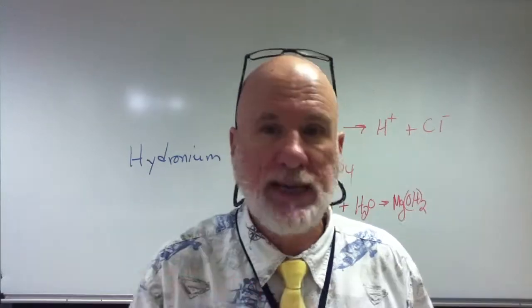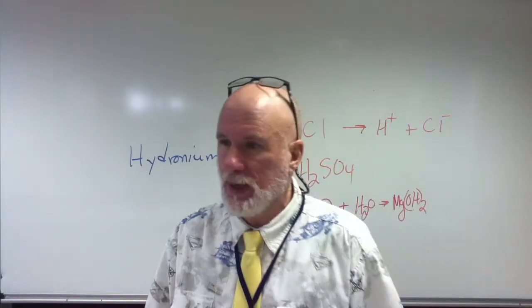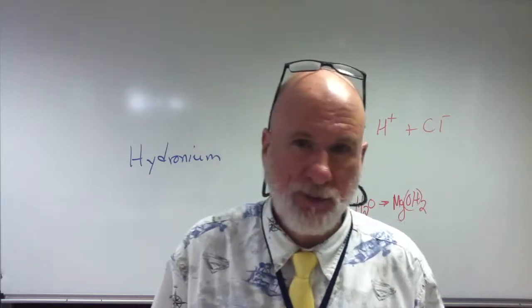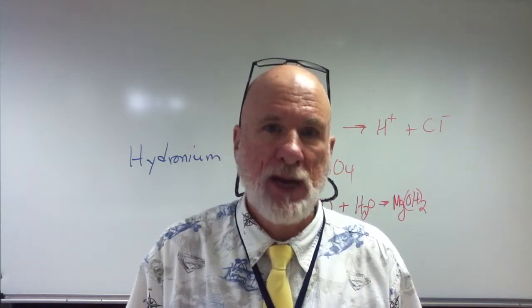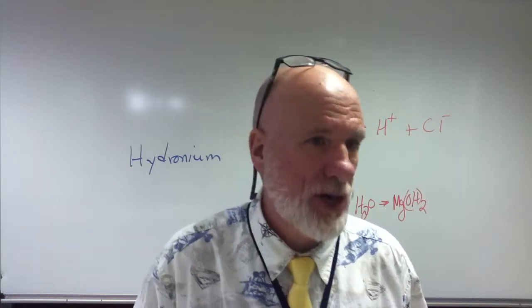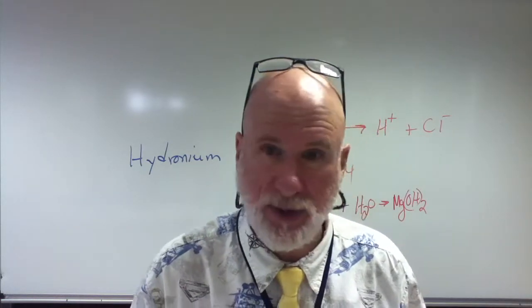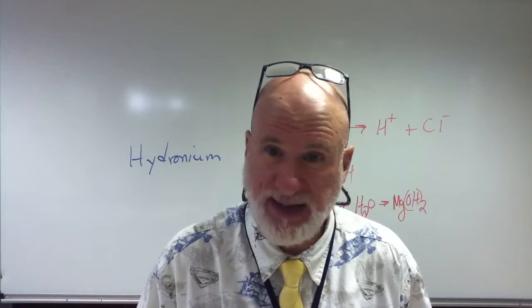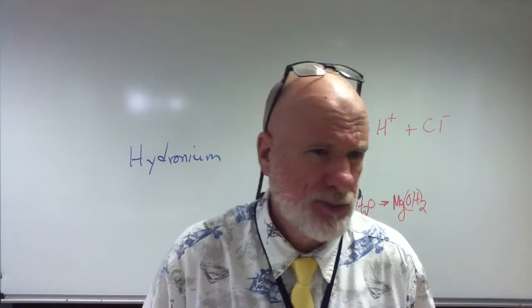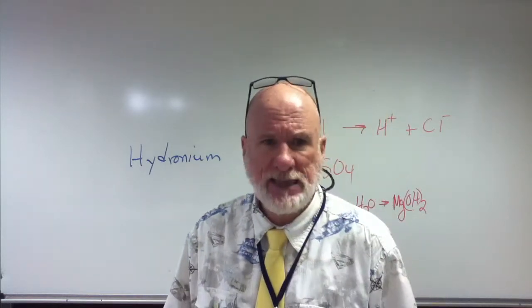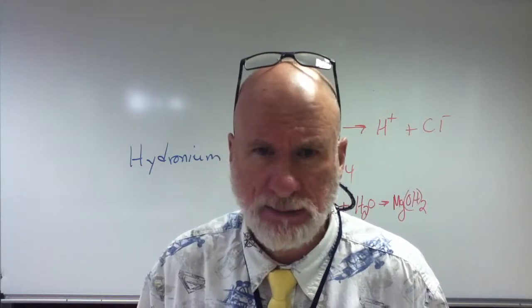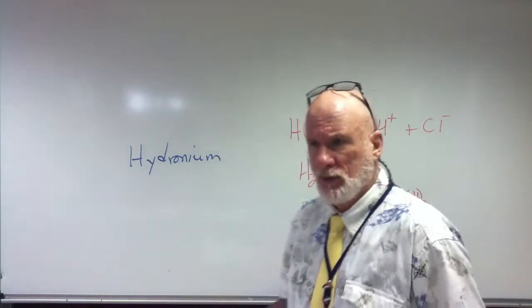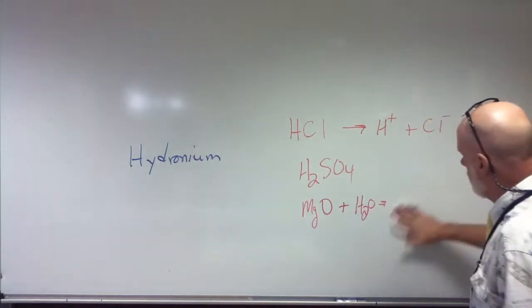Correct? Now we take it one step further with Brønsted-Lowry. We say that in Brønsted-Lowry an acid is a proton donor, which is consistent with Arrhenius, isn't it? Is there a conflict there? No, absolutely not. And we say a base is a proton acceptor. Is there a conflict there? No. Absolutely not. Correct?